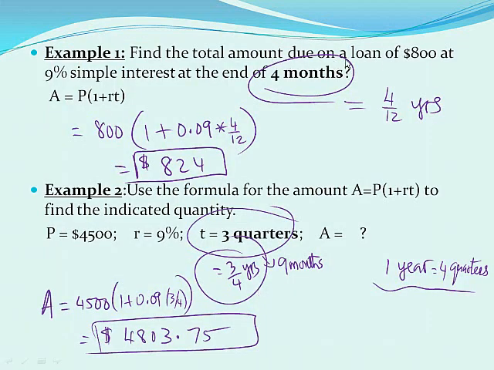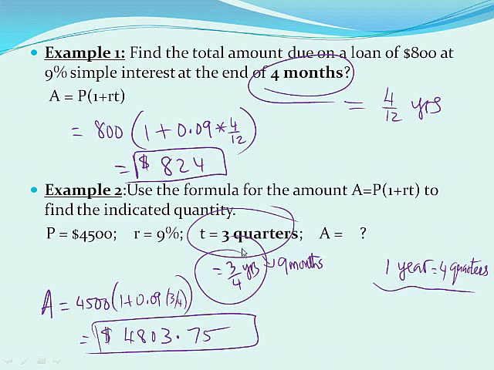Find the total amount due on a loan of $800 at 9% simple interest at the end of 4 months. So T equal to 4 by 12. Substitute in the formula: 800 times 1 plus rate, which is 0.09, times T, 4 over 12. If you are using a calculator to compute this, you need to use parentheses around here. So 824 is the answer.